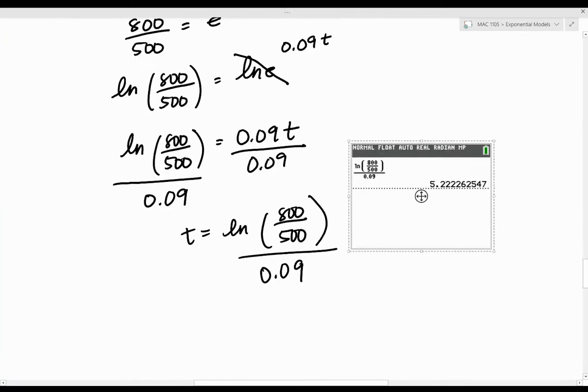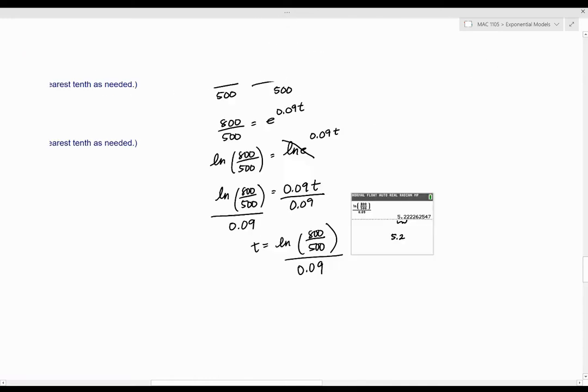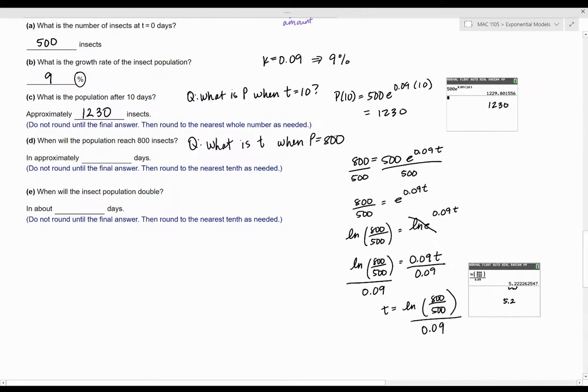So I plugged in natural log of 800 divided by 500 divided by 0.09, and I get 5.22226. Okay, and it said round to the nearest tenth. Well, to the nearest tenth is to 1 decimal place, so that's 5.2. So in 5.2 days, my insect population should be at 800.